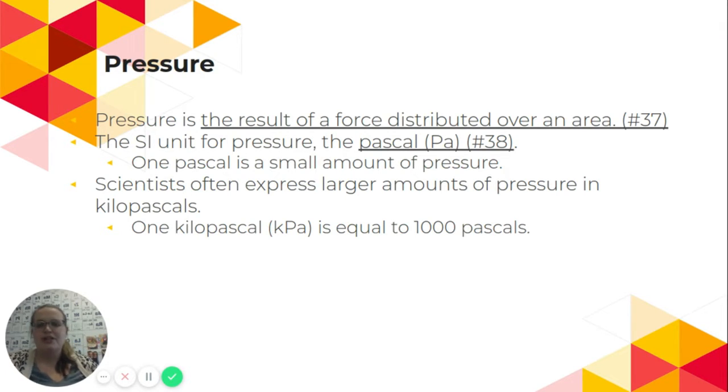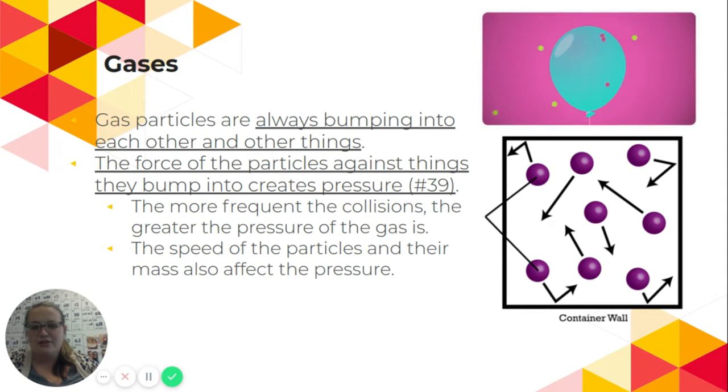Scientists will often express larger amounts of pressure in kilopascals. 1 kilopascal, or kPa, is equal to 1,000 pascals. Gas particles are, number 39, always bumping into each other and other things. The force of the particles against things they bump into creates pressure. The more frequent the collisions, the greater the pressure of the gases. The speed of the particles and their mass also affect the pressure.